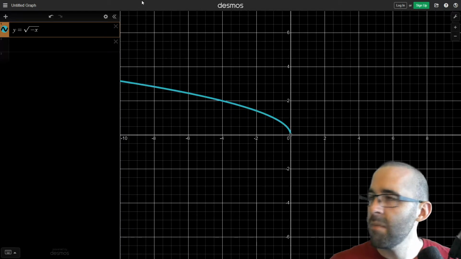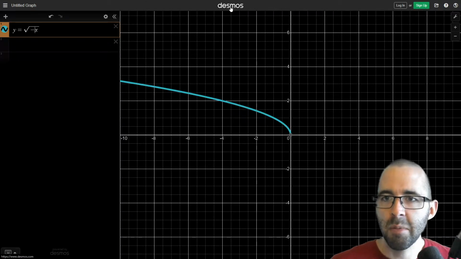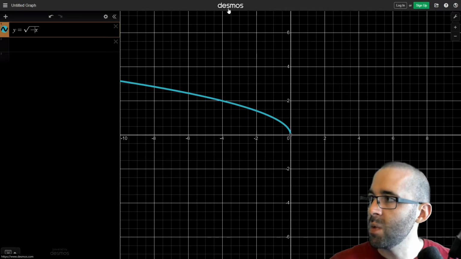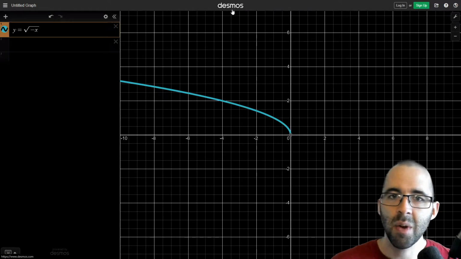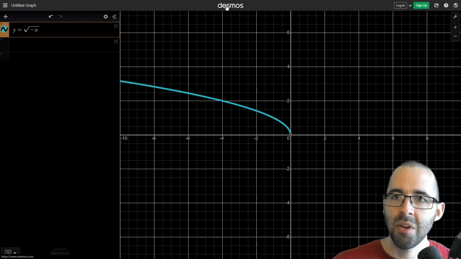By the way, if I haven't mentioned it, this is the website desmos.com. It's a great tool for graphing. If you ever want to see what a graph looks like, go to Desmos.